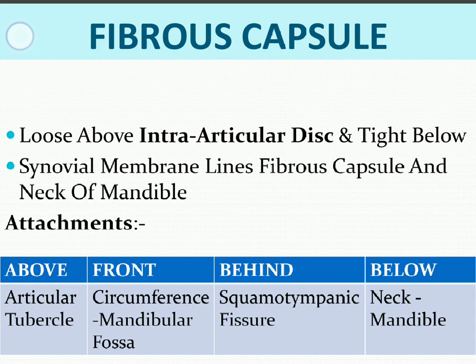Like above, it is attached to the articular tubercle. In front, it is attached to the circumference of the mandibular fossa. Behind, it is attached to the squamotympanic fissure. And below, to the neck of the mandible. And this capsule is loose above the intra-articular disc and tight below the disc.